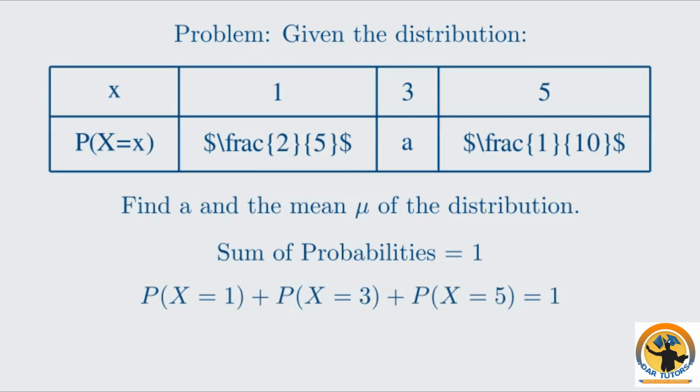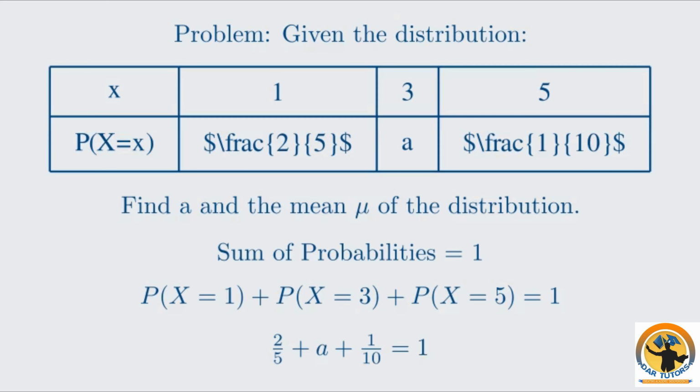Applying this to our distribution, the probability of x equals 1 plus the probability of x equals 3 plus the probability of x equals 5 must sum to 1. Substituting the given values, we get 2/5 plus a plus 1/10 equals 1. Now we just need to solve for a.